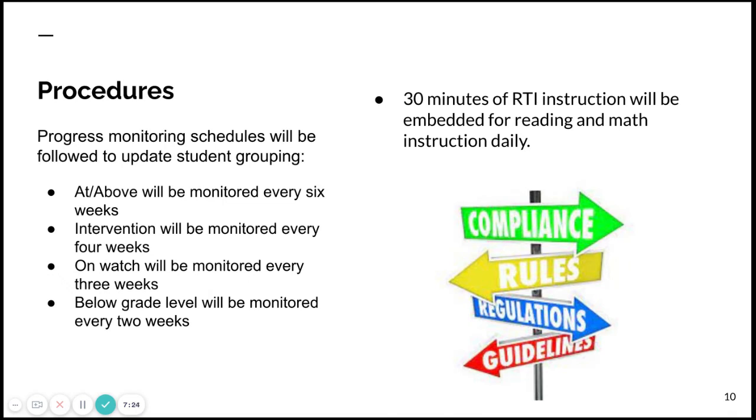So, procedures. Progress monitoring schedules will be followed to update student grouping. At and above will be monitored every 6 weeks. Intervention students will be monitored every 4 weeks. On watch students will be monitored every 3 weeks. And below grade level will be monitored every 2 weeks. This will be using STAR reading and STAR math. 30 minutes of RTI instruction will be embedded for reading and math instruction daily.